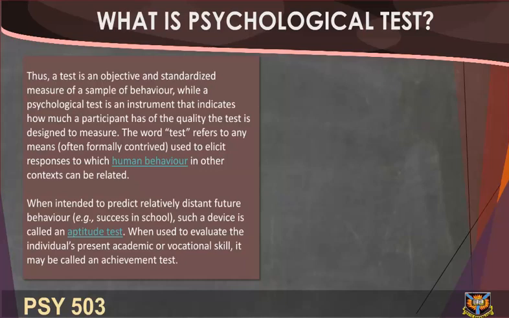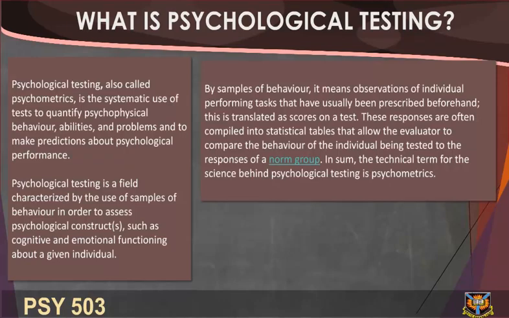The word test refers to any means, often formally contrived, used to elicit responses to which human behavior in other contexts can be related. When intended to predict relatively distant future behavior, e.g., success in school, such a device is called an aptitude test. When used to evaluate the individual's present academic or vocational skill, it may be called an achievement test. What is psychological testing?